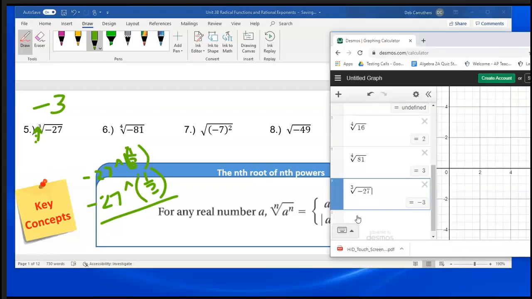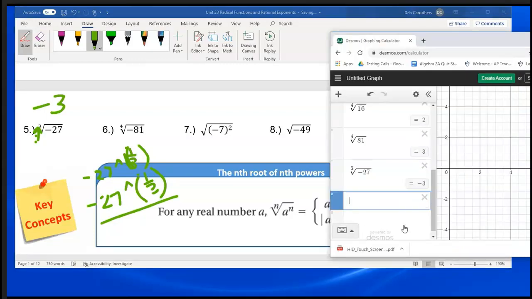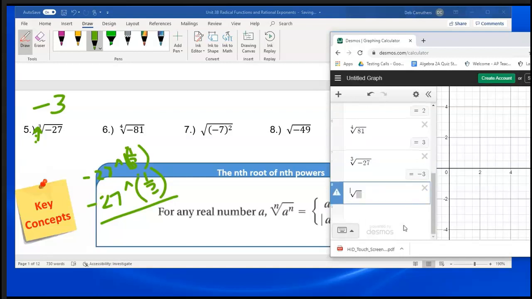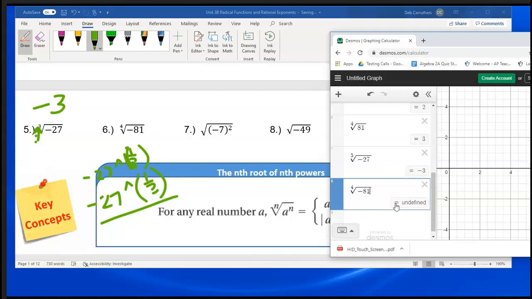All right, let's take a look at the fourth root of negative 81, the nth root. And we're going to do the fourth root. I said 28, I think. It's negative 81. Negative 81 is undefined.